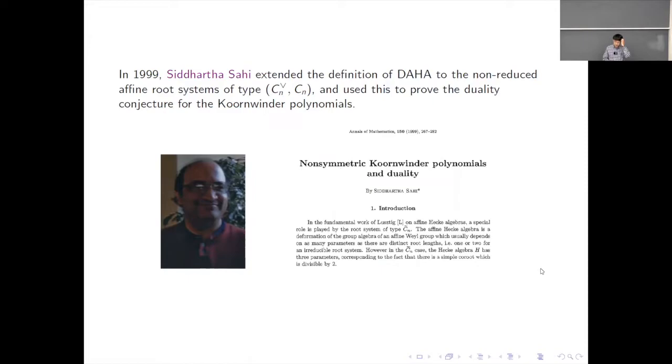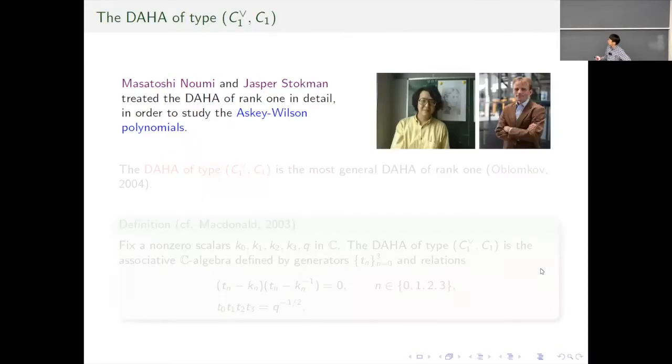In 1999, Sahi extended the concept of DAHA to the non-reduced affine root system of type Cn-check Cn. He used this algebra to prove the duality conjecture for the Macdonald polynomials. Also, Noumi and Stokman treated this algebra, especially the rank 1 case, in order to study the Askey-Wilson polynomials in a Hecke algebraic approach. In rank 1, the DAHA of type C1-check C1 is the most general DAHA of rank 1.